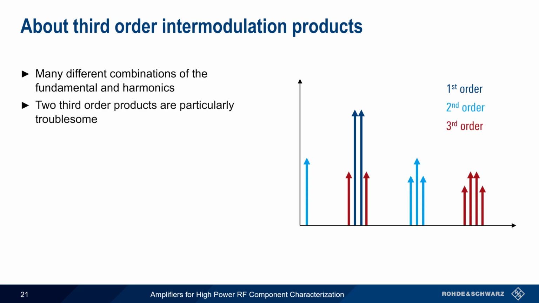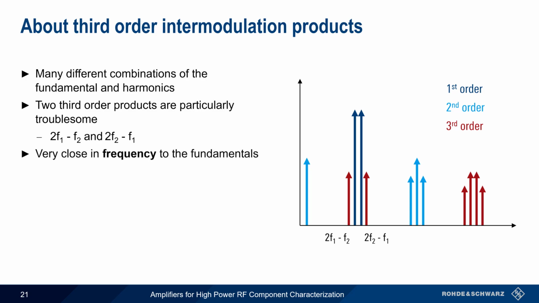2 third-order products are, however, particularly troublesome or difficult to deal with, namely 2f1 minus f2 and 2f2 minus f1. Although there are other third-order harmonics and products, these 2 are very close in frequency to the fundamentals, or wanted signals, and thus it's difficult to use filtering to remove these products.